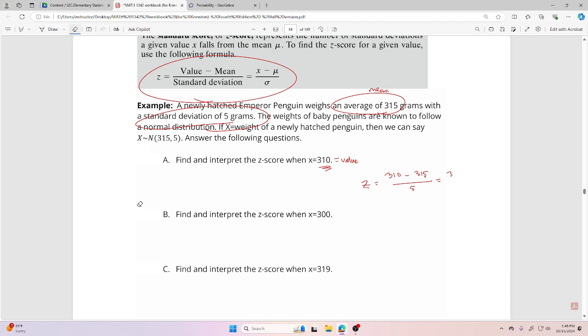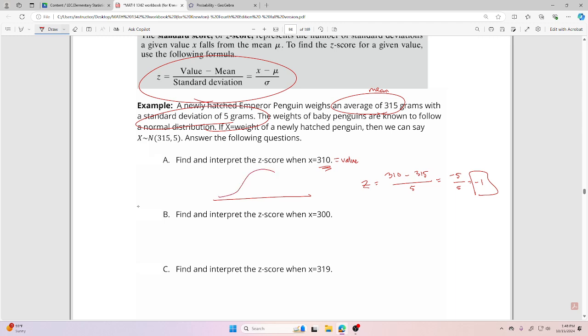310 minus 315, what do I get on the top? Yep, -5, very good. Over 5, -1. Yep, so that's the answer for the z-score. And again, we've already done this. I'm just reminding you. This right here is 0, so -1 is right here.